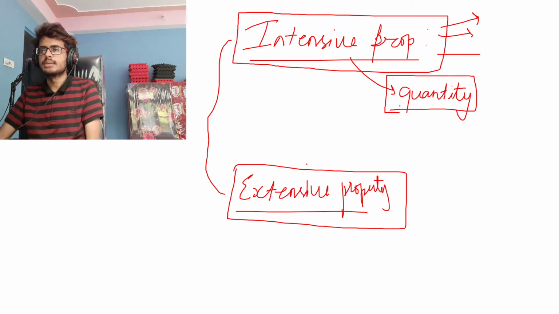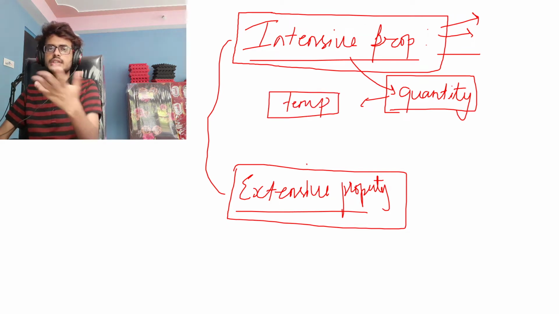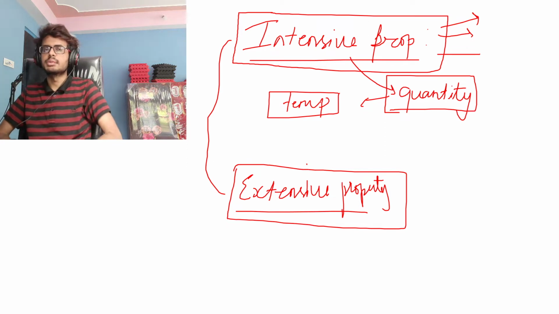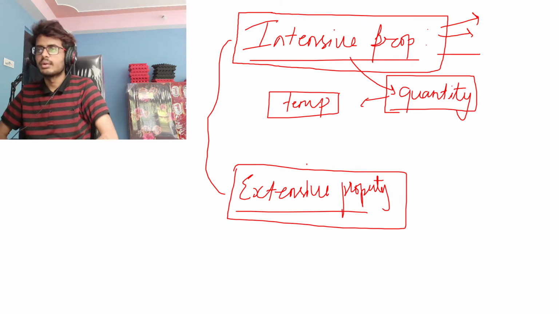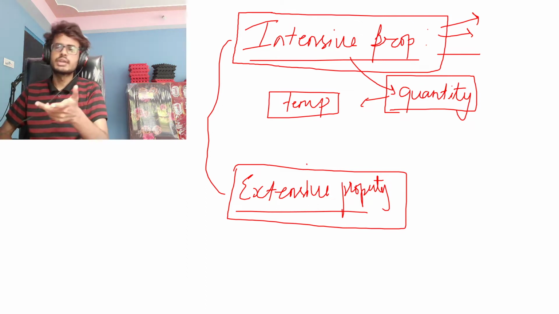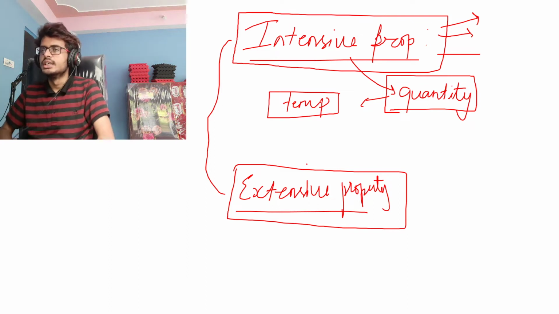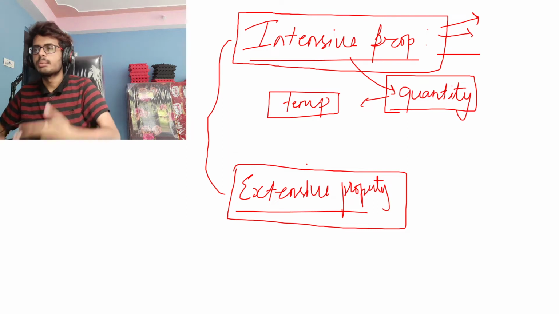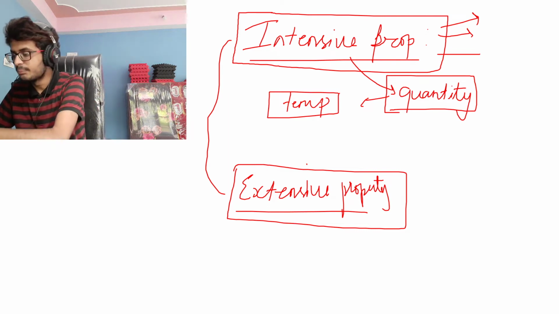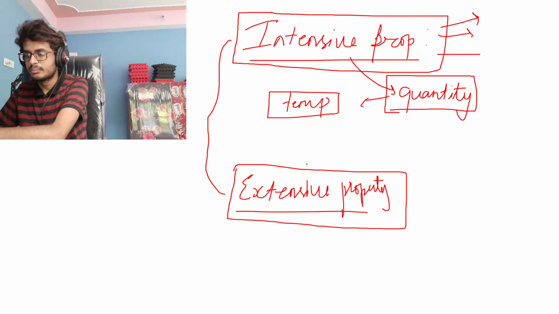A simple example is temperature, right? You don't need 5 kilograms of something to exactly find the temperature. You can have a very small piece of something and still find the temperature of that body. You can have a very large body and still find the temperature of that body. So intensive properties are properties that do not depend upon the quantity of matter present in the system.